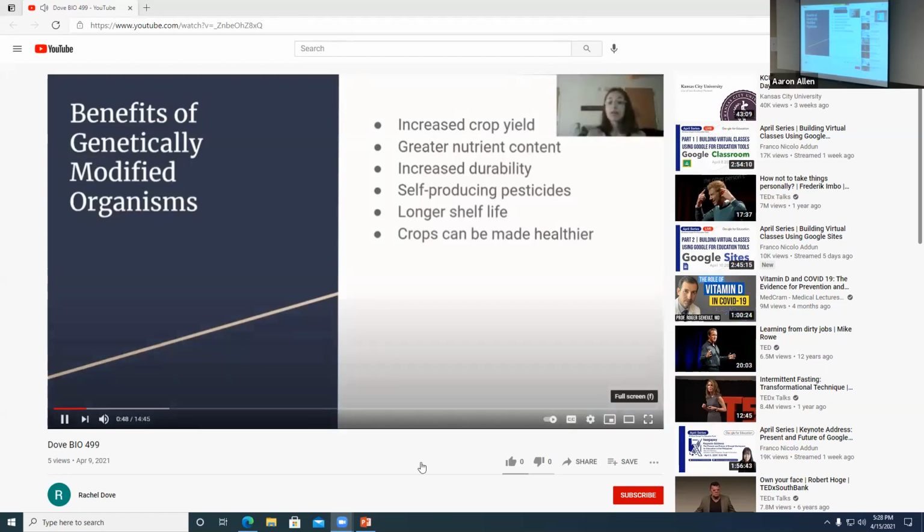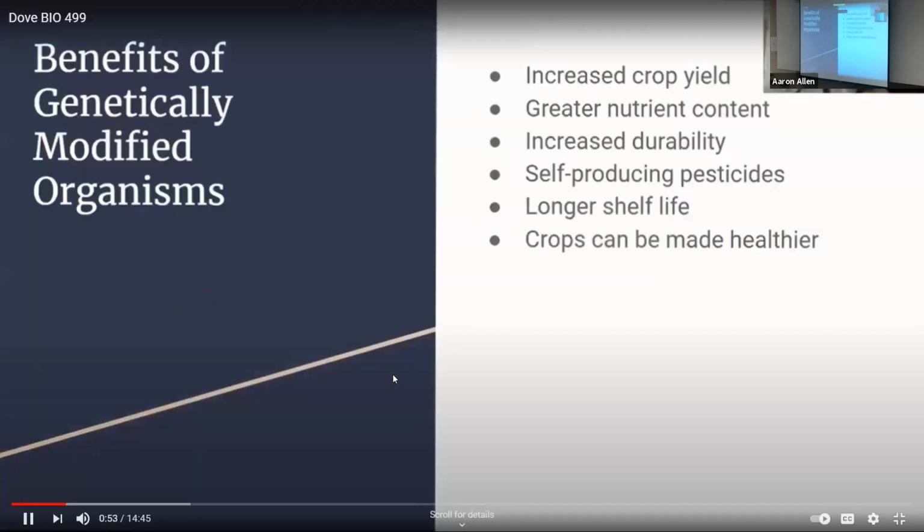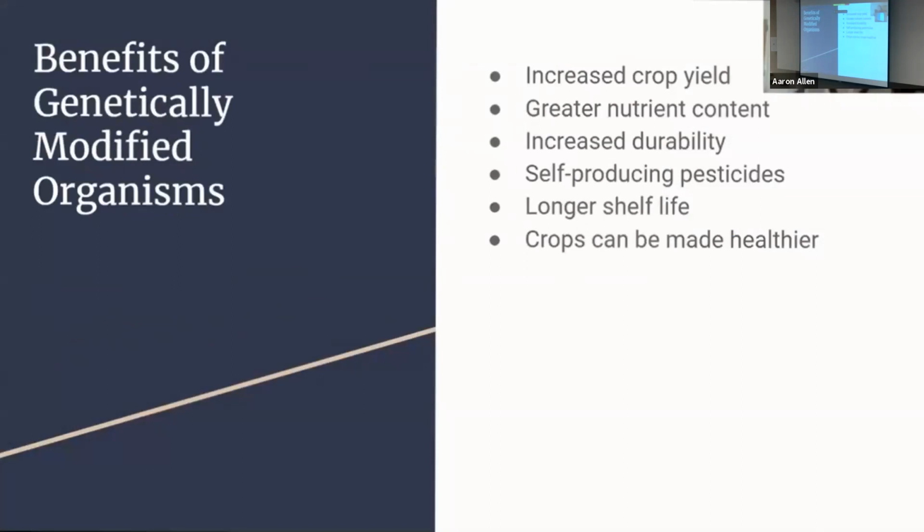We can increase durability. We can make organisms that stand up better with less rain or in more extreme climates, that can survive a harsher winter, things like that, to help increase yield as well, but it gives them greater durability. They can also self-produce pesticides.